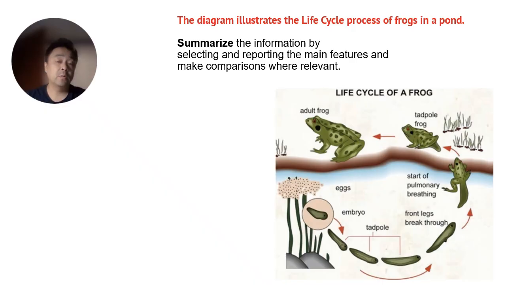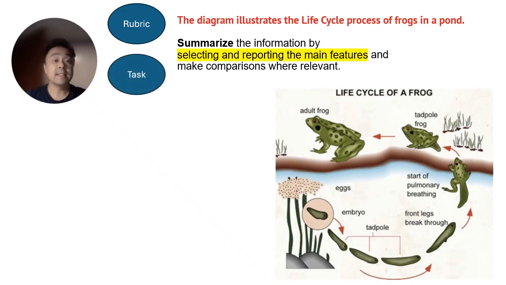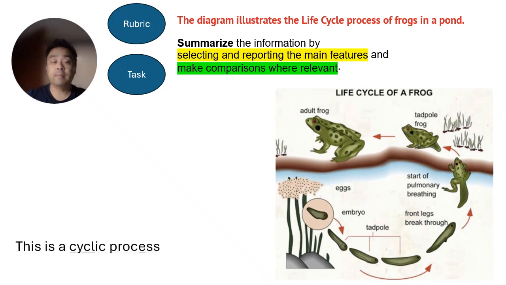Here we see a typical question on the IELTS writing exam for a task 1 process. It comprises the rubric, which introduces the image to you, and the task, which are the instructions that you must follow. So you must summarize this information by selecting and reporting the main features, and to make comparisons where relevant. So this is a cyclic process.